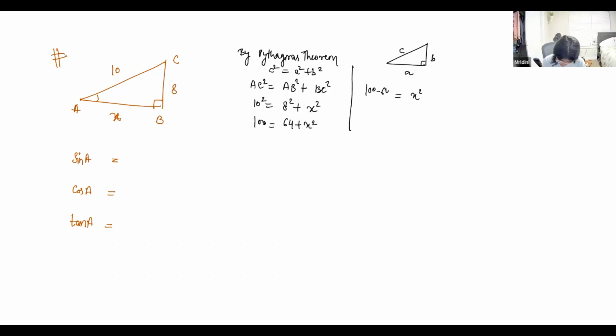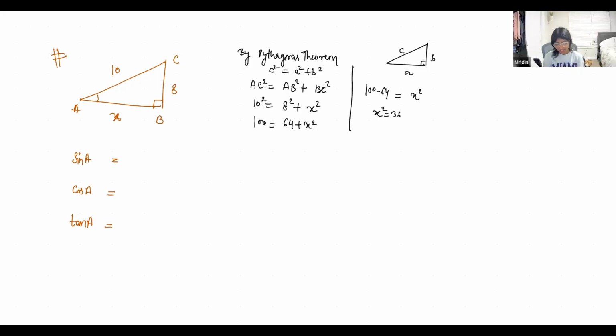So x squared would be 36. So what do you think? What should be the value of x? Okay, wait. 36, whose square is 36? So 36 equals x over 2?